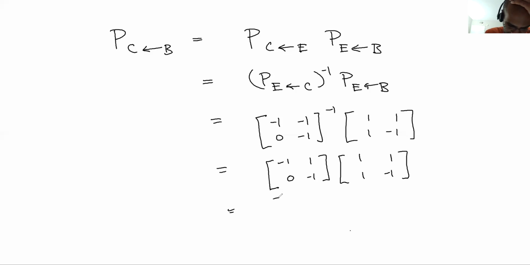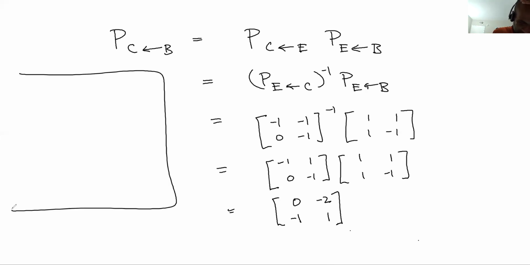And if you multiply these out, okay, you get 0, and then here you get, I guess, -2, and then here you get -1, and then here you get 1. And so if this is correct, then you should have that this is turning the B coordinates into the C coordinates.